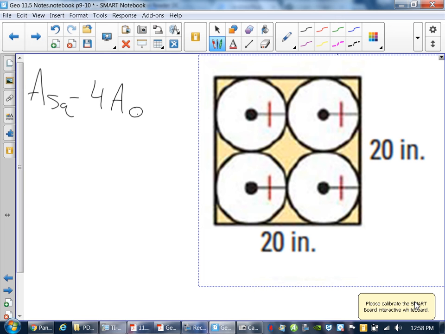And this will happen, where you'll have multiple shapes, multiple things to put together. Well, area of a square is easy. It's just side squared. So this is 20 by 20, which gives you how much? 400.